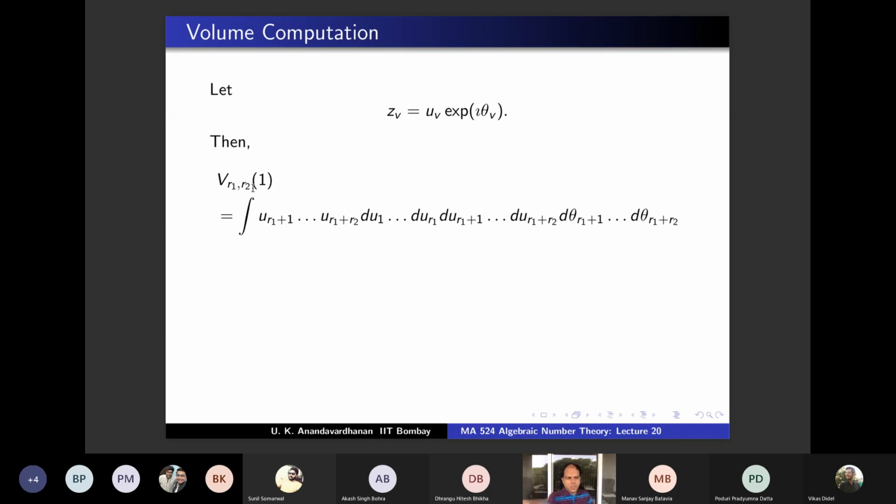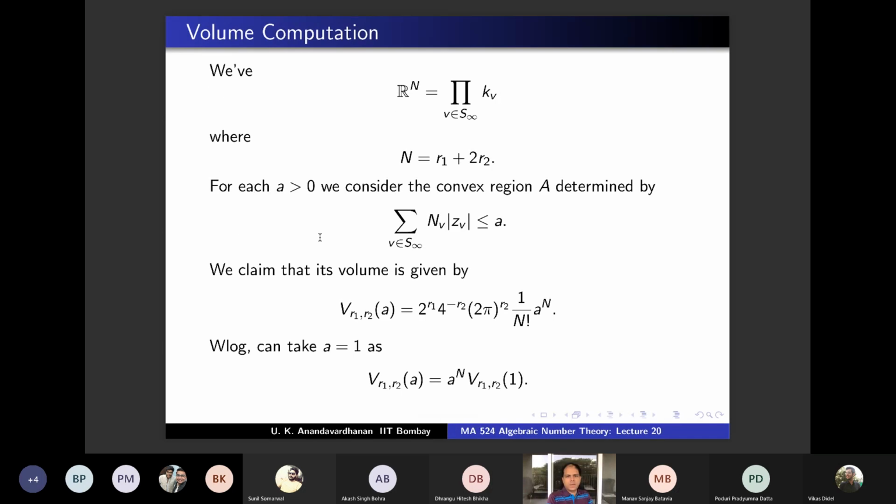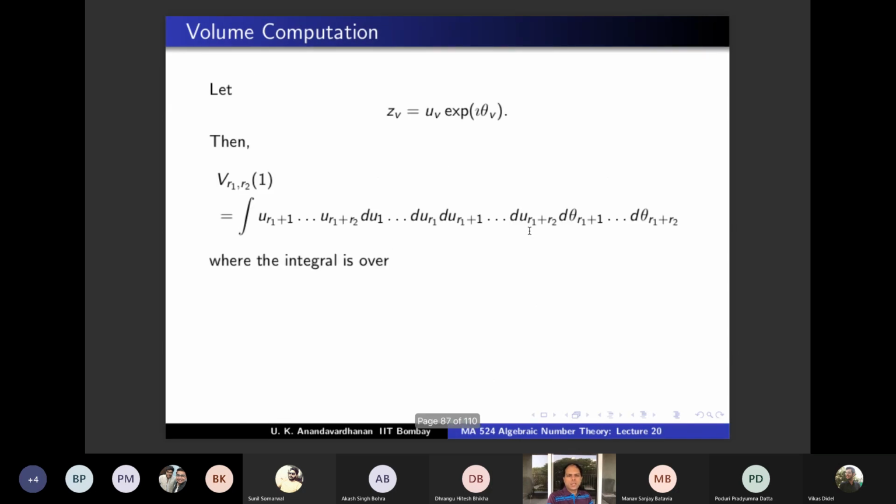So you have got this region, right? This convex region you have. So this is what? This is mod z1 plus etc. mod z_{r1} plus 2 mod z_{r1+1} plus etc., twice the rest of this thing, less than or equal to 1. So the integration is over that region. Mod u1 plus etc. mod u_{r1} plus 2u_{r1+1}, because exponential anyway modulus is 1, so 2u_{r1+1} plus etc. plus 2u_{r1+r2} less than or equal to 1.